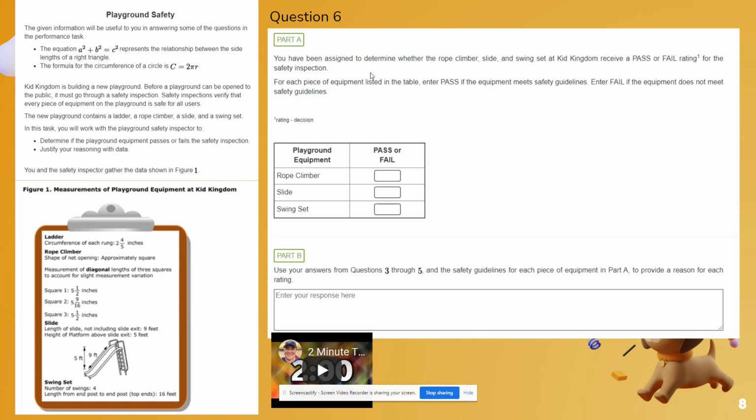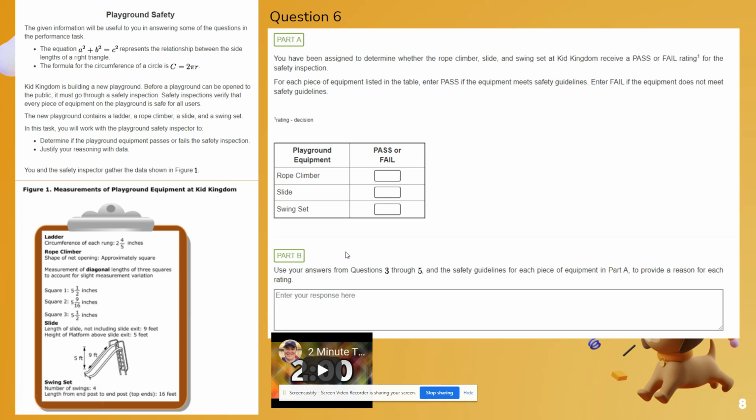For this question, it says you have been assigned to determine whether the rope climber, slide, and swing set pass or fail for each piece of equipment listed. Okay, so the rope climber: was the shape of the net opening approximately square? Circumference, measure diagonals, square: 5.5, 5 and 9/16, 5 and 1/2. The slide: length of the slide, not including slide exit, 9 feet. Height of the platform above, 5 feet.